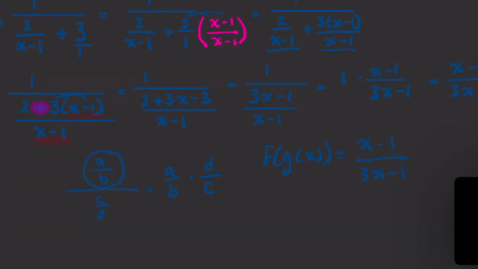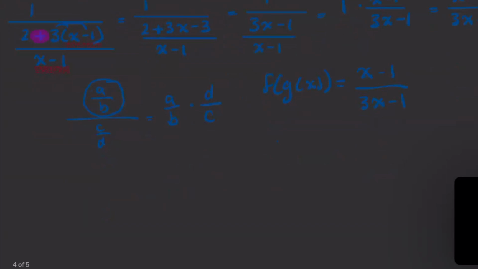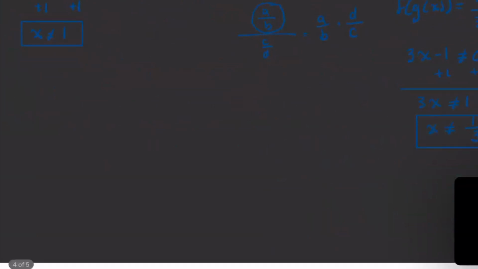Now I have a rational function again, a function that looks like a fraction. I cannot have a 0 in the denominator. So I'm going to take my denominator, which is 3x minus 1, and find the value that would make that a 0. So add 1 to both sides. That gives you 3x not equal to 1. Divide by 3. So x cannot equal 1/3. Now these are both of my values, which I am going to work with to find my domain.